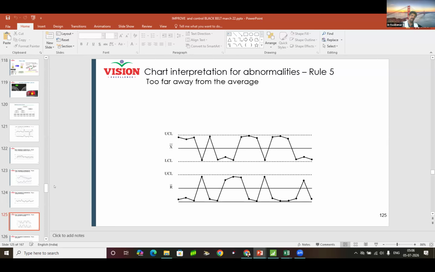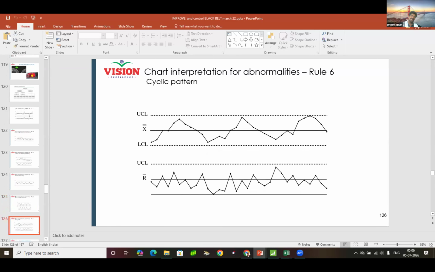So this is also an abnormality, and another abnormality is, here you can see there is some kind of pattern, right? A sine wave pattern. In a natural process, a pattern is not possible.